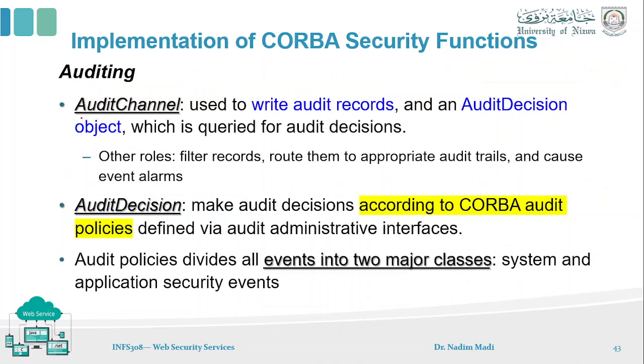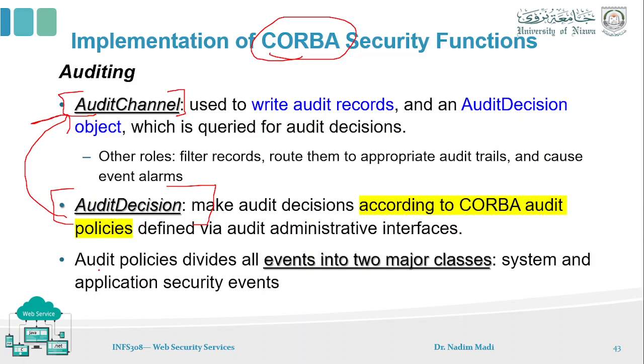Auditing, of course, here we have the auditing channel and the auditing decision. The auditing channel is actually to collect all the related data from the different events. This is done using a component called the auditing channel inside CORBA. Okay, so it is to write the audit record and maintain the records. And the auditing decision is the process of analyzing the audited channel, trying to know what kinds of events have been collected, and then enforcing a specific decision using a specific policy.